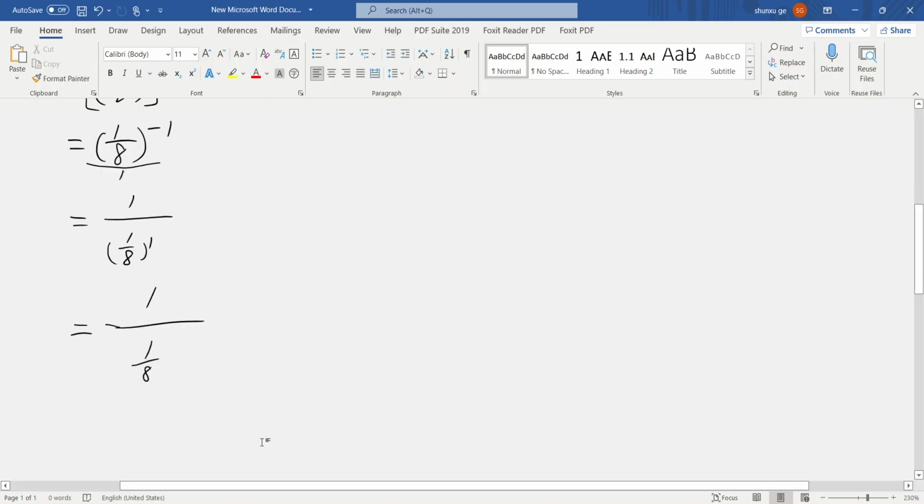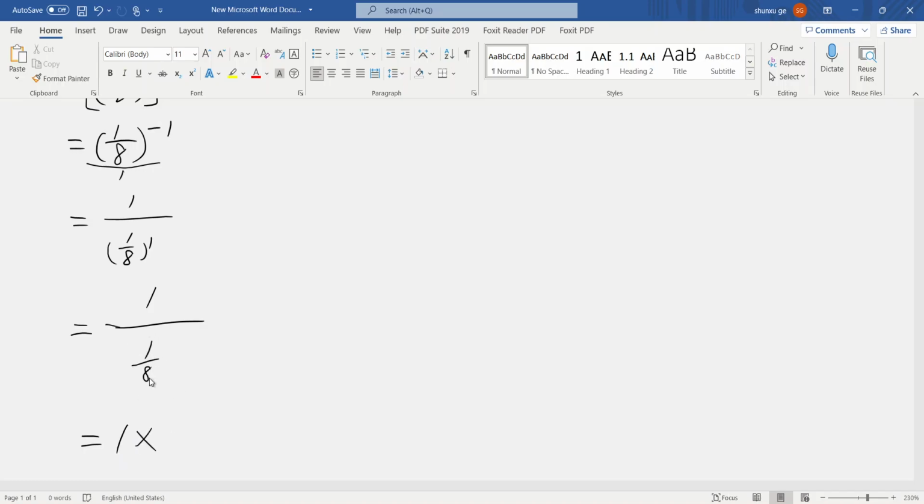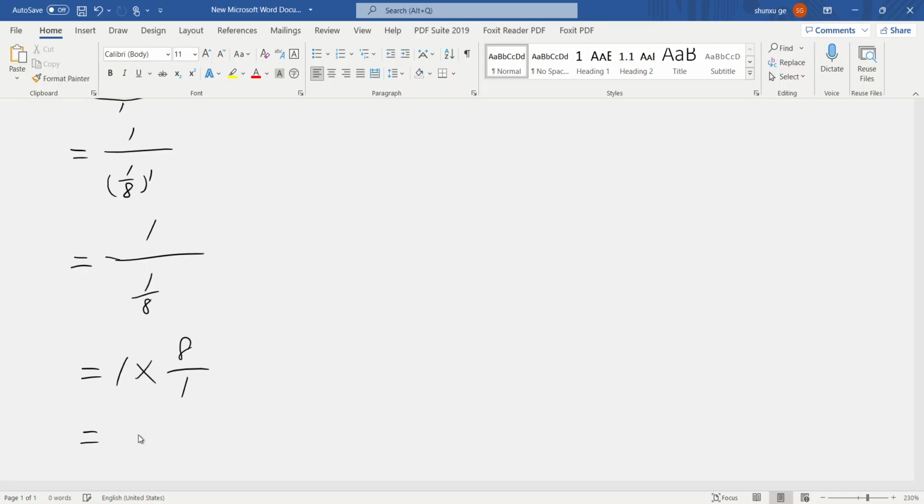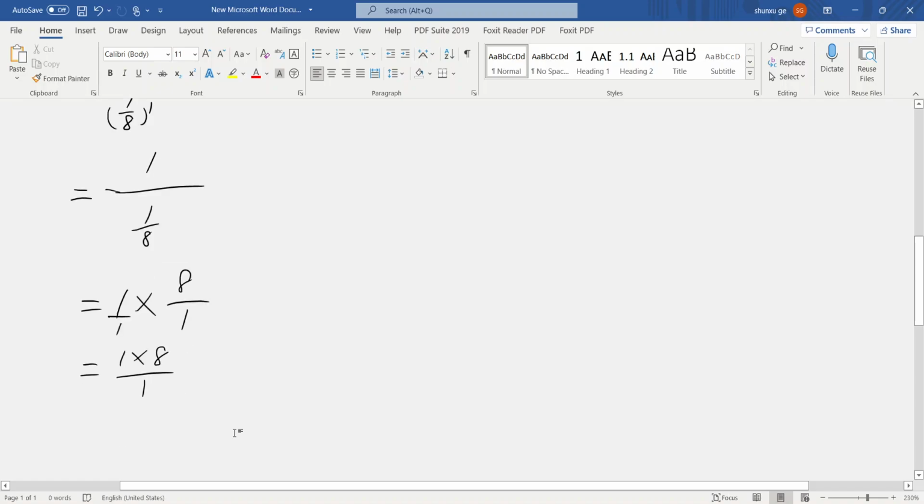Okay, here. The numerator is 1, the denominator is 1 over 8. How to do that? Definition. If the number is in the denominator, we want to change it to multiplication by 1 times. Remember, upside down: put 8 in the numerator, 1 in the denominator. Equal. So 1 we can write with a denominator of 1. So 1 times 8, denominator is 1. So again, 8, denominator 1, we don't write it. Okay, this is our solution.